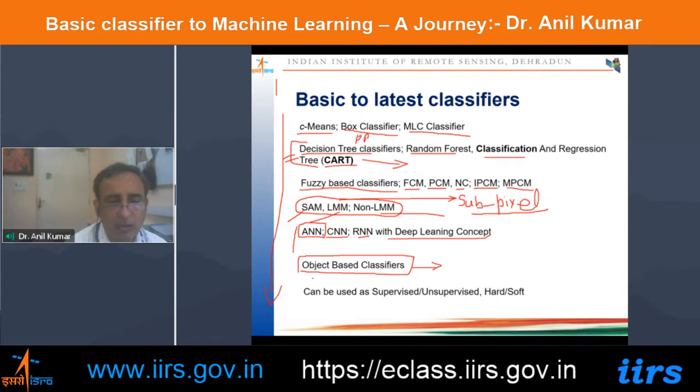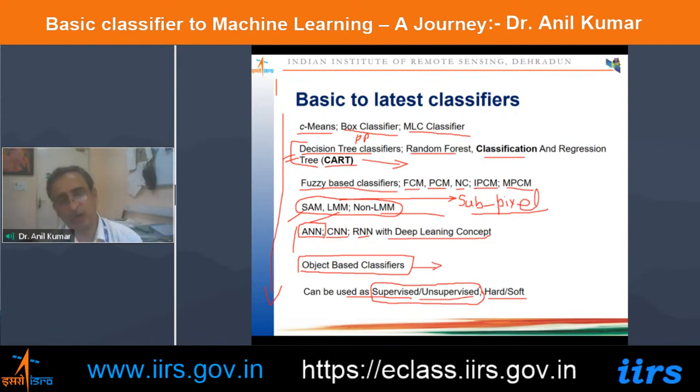And you can see all these algorithms can be used as supervised or unsupervised. Within that, you can use them hard or soft. Supervised and unsupervised depends on the parameters: if the parameters of the algorithm are simpler, they can be used for unsupervised. If the parameters are complicated mathematically, then they can be used only for supervised, not for unsupervised. But for all these algorithms, within supervised and unsupervised, you can use them hard or soft depending upon how much uncertainty is present in your data. If there is no uncertainty, you can use hard classification. If there is uncertainty in the form of mixed pixels, you can use soft classification.